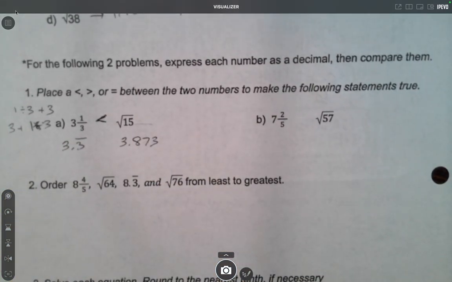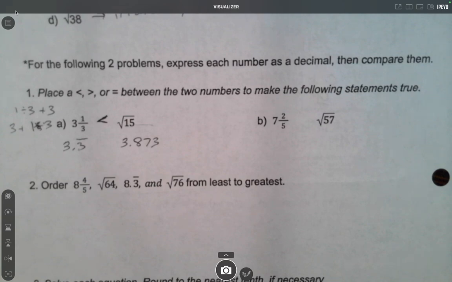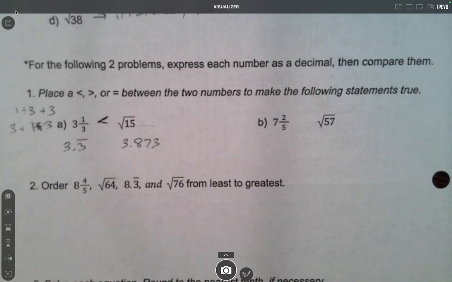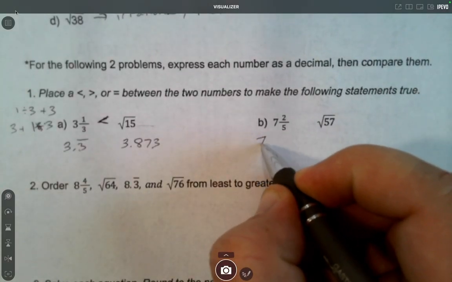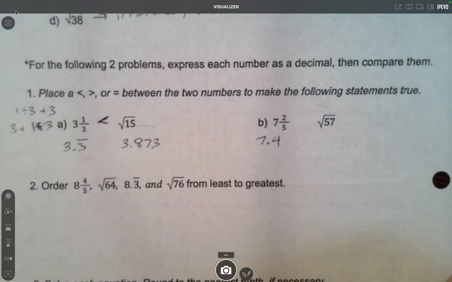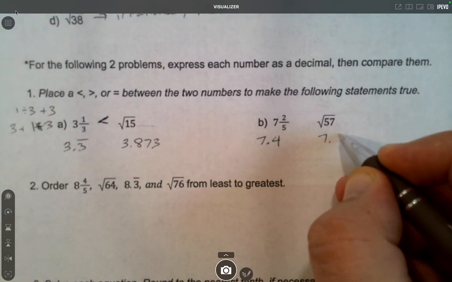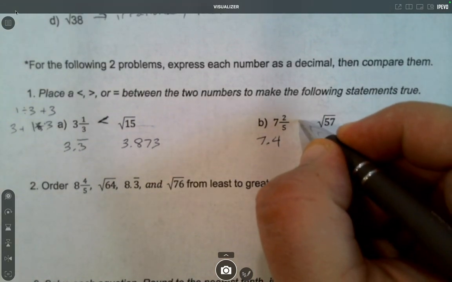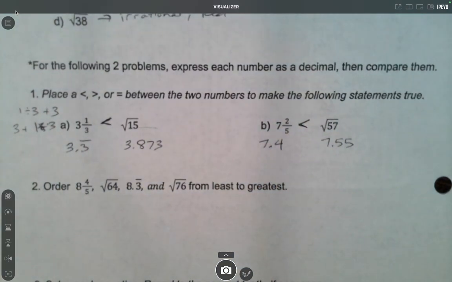And the main point that they're trying to show here is it's often hard to figure out which number is bigger or smaller when we're in different forms. And we can't change everything to a fraction because irrational numbers won't change to a fraction. But we can change everything to a decimal. So that's often the best thing to do so that we can compare the size of 2 numbers. So 7 2/5. So 2/5 is 0.4. So this is 7.4. The square root of 57 is 7.55. Well, 7.4 is less than 7.55. So 7 2/5 is less than the square root of 57.